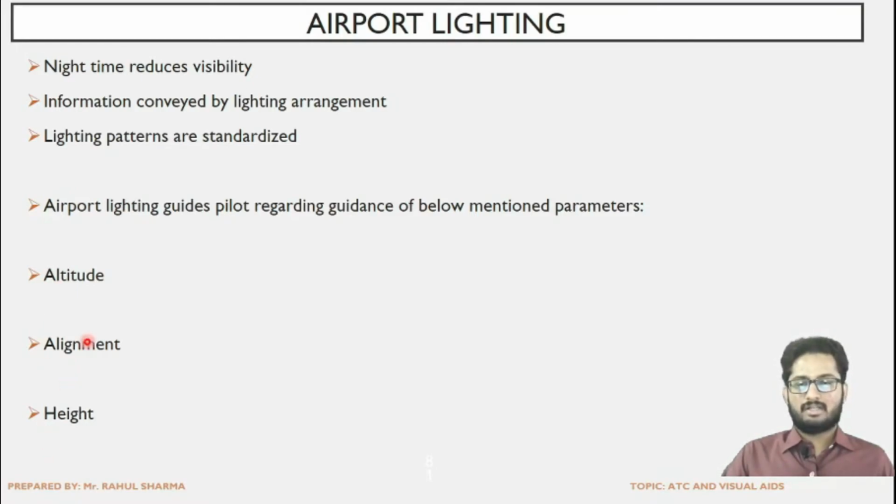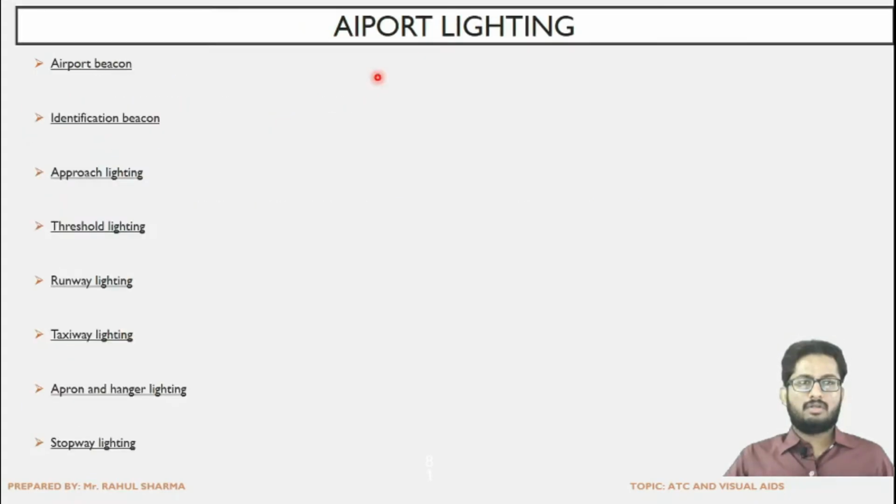So these are the various parameters, information of which is given to the pilot through the patterns and the color codes. The airport lighting includes all these lighting facilities: the airport beacon, identification beacon, approach lighting, threshold lighting, runway and taxiway lighting, apron and hangar lighting, and the stopway lighting. We will be seeing one by one all these various lighting systems which are adopted at the airport.